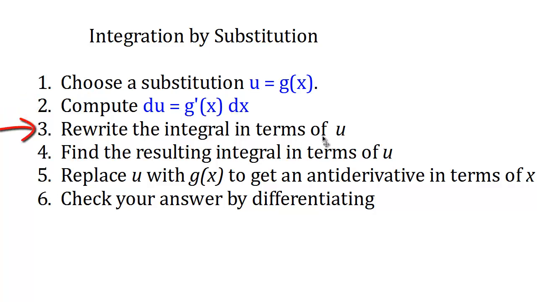And then rewrite the integral in terms of u, so that it becomes a simpler function that you have analytic rules to deal with. Find the resulting integral, and then go back and resubstitute x back in place of u. That will give you the antiderivative in terms of x. And as with all integration problems, analytically, you can check your answer by differentiating.